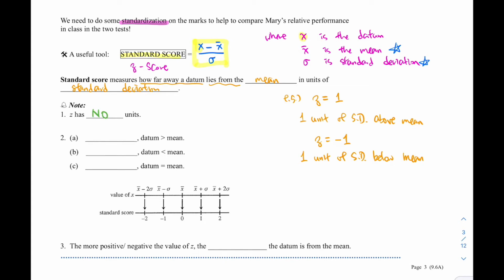When the datum X is greater than the mean, by considering the formula for the standard score, the denominator, standard deviation, must be positive. For the numerator, when the datum is greater than the mean, it is positive. So positive over positive is positive. So the standard score in this case is positive.